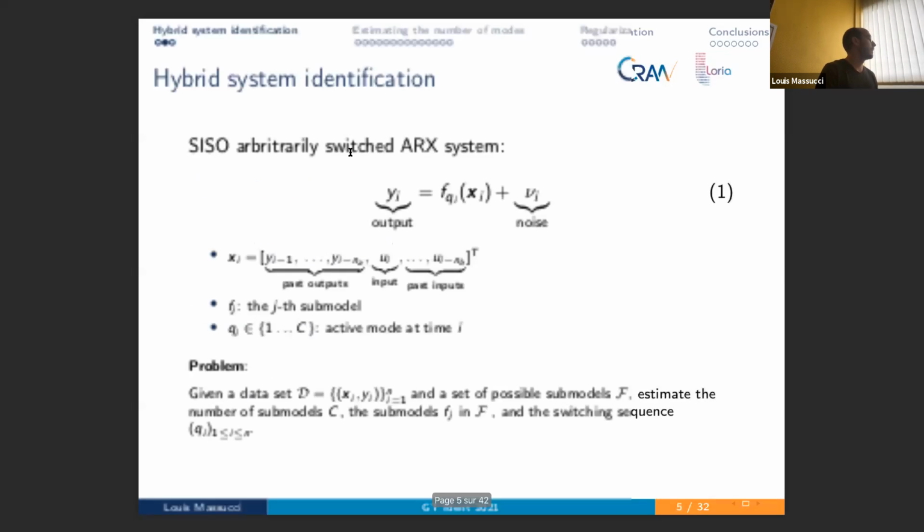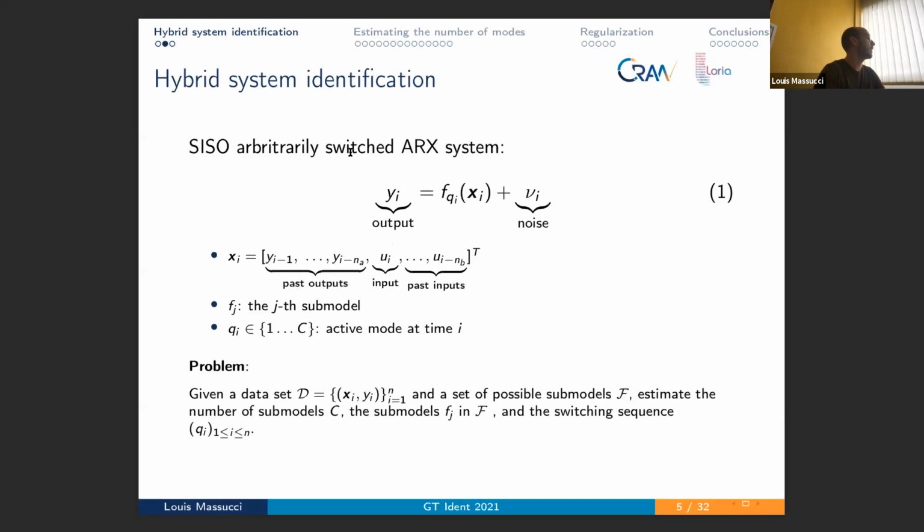So first, here we have an arbitrarily switched ARX system. As I just stated, it's a system composed of multiple modes. And so we will switch from one mode to another according to the switching sequence. Here you have the function f_qi that denotes a submodel. This submodel will be active or not according to q_i, the switching sequence that will activate or not a mode at each time i.